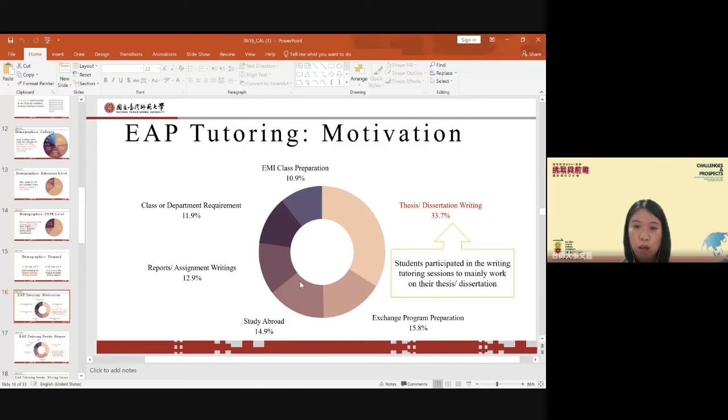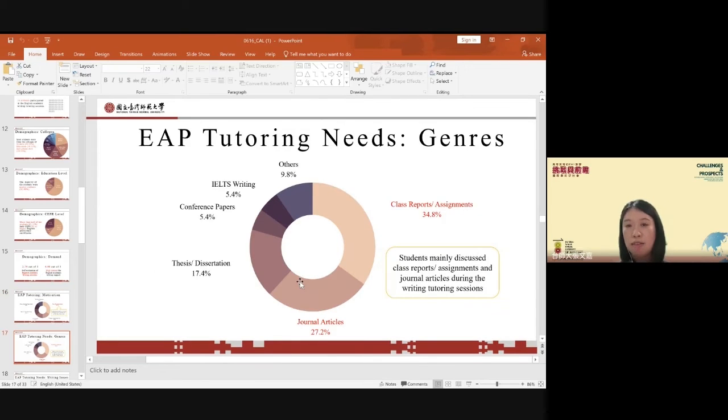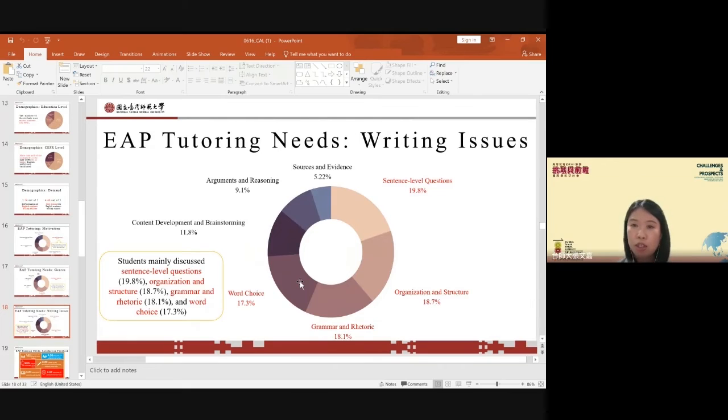We also asked students about their motivation to come to our session. A lot of the students reported that they would like to work on thesis and dissertation writing throughout the sessions. They also needed to work on different genres like class reports, assignments, and journal articles. Students also would like to focus on different writing issues like sentence-level questions, organization and structure, grammar, and also word choice.